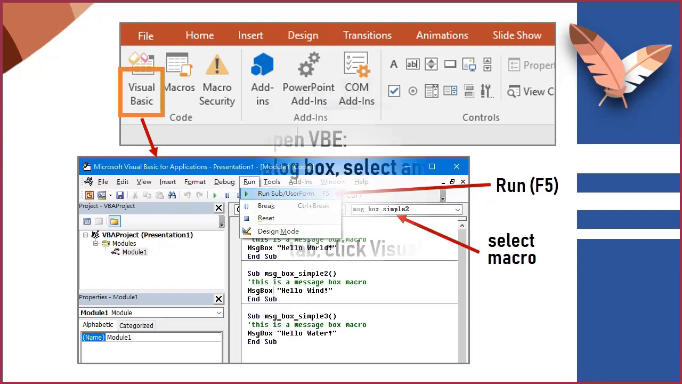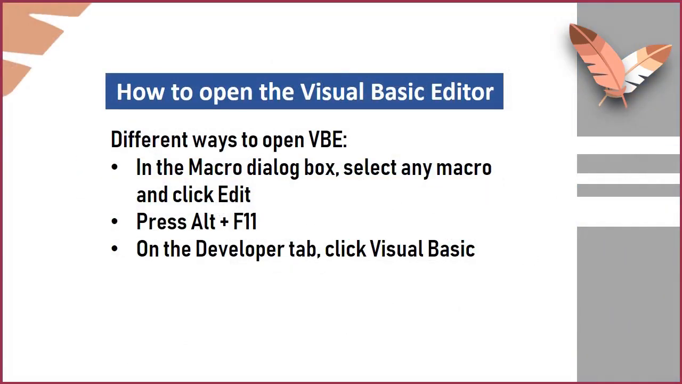Open Visual Basic Editor. To summarize, the VBE can be launched using one of the following ways. 1. In the macro dialog box, select any macro and click Edit. 2. Press Alt F11. 3. On the Developer tab, click Visual Basic.